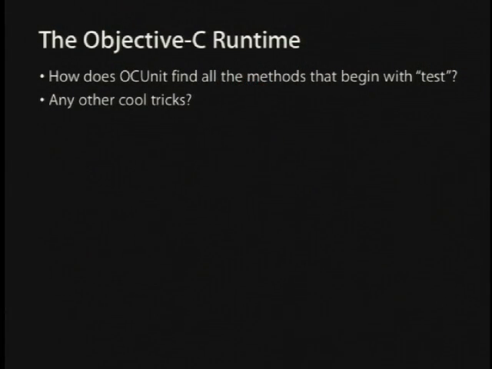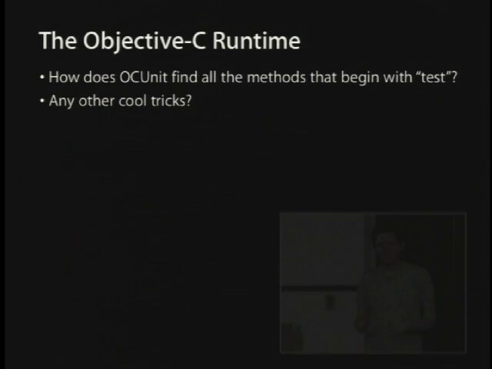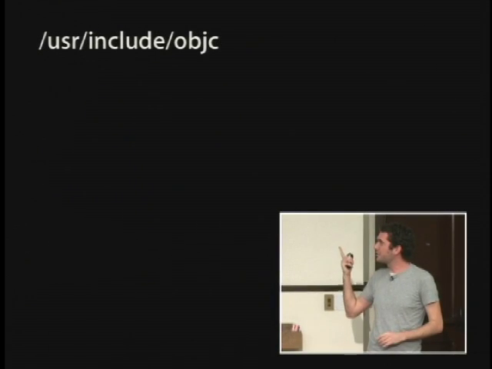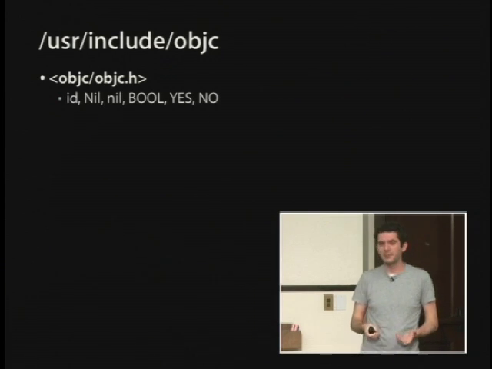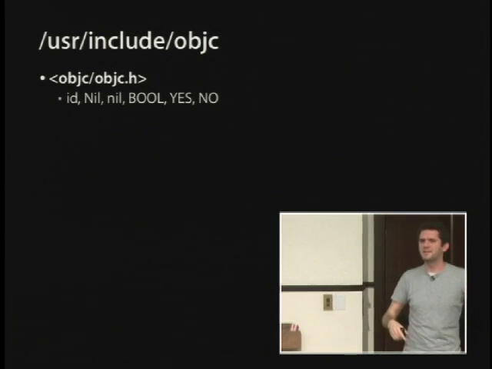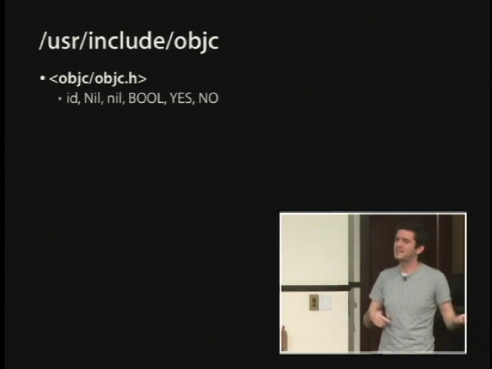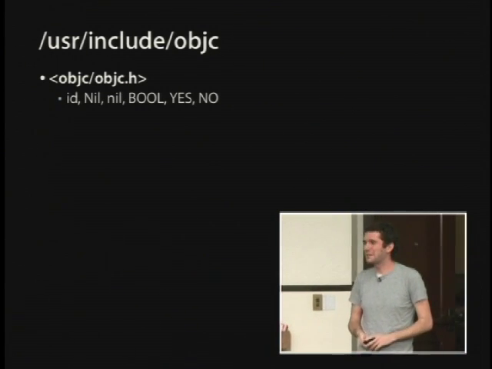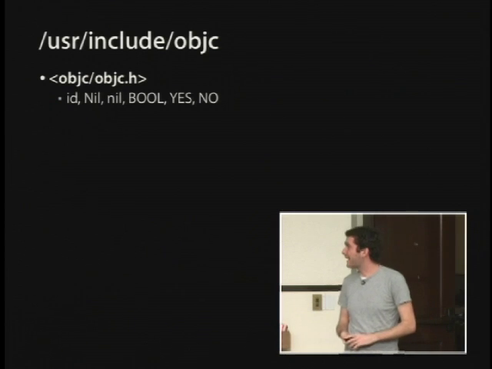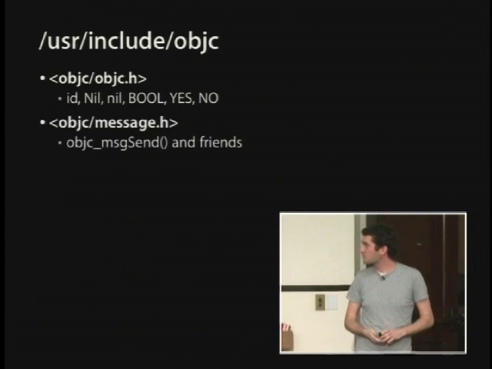So how does OCUnit find all those methods, and what else can we do? The objc directory under usr/include is the place where you're going to get started with all this stuff. objc.h is basically the Objective-C header. It defines a whole bunch of stuff that the entire objc runtime uses. id, Nil. Capital Nil is nil for a class. Lowercase nil is nil for an instance. They're both 0, so fun names. Capital BOOL, capital YES, capital NO, all that stuff's defined in that header.